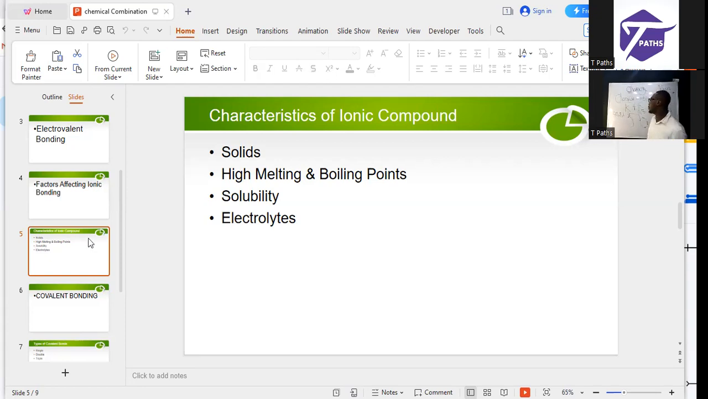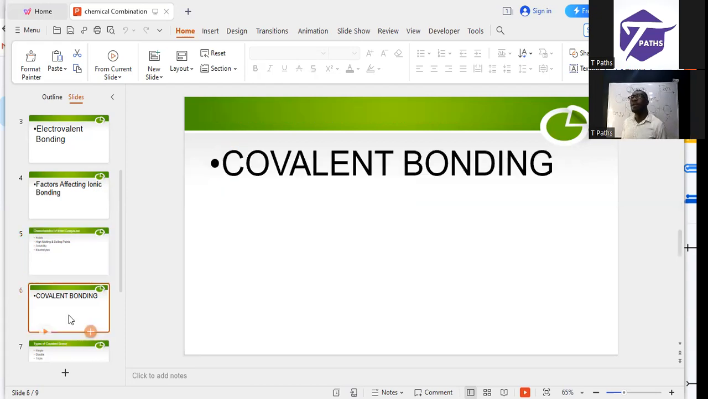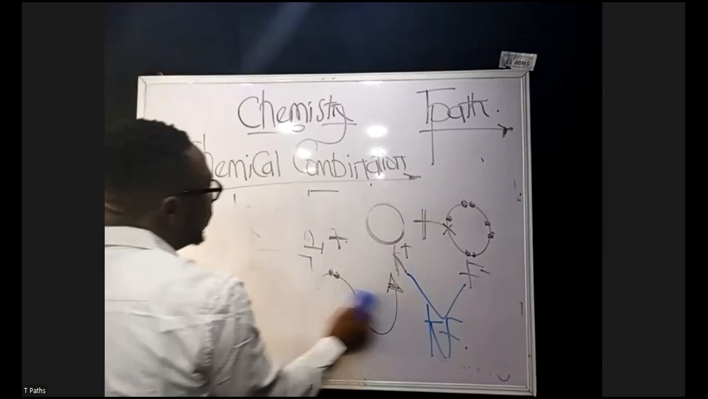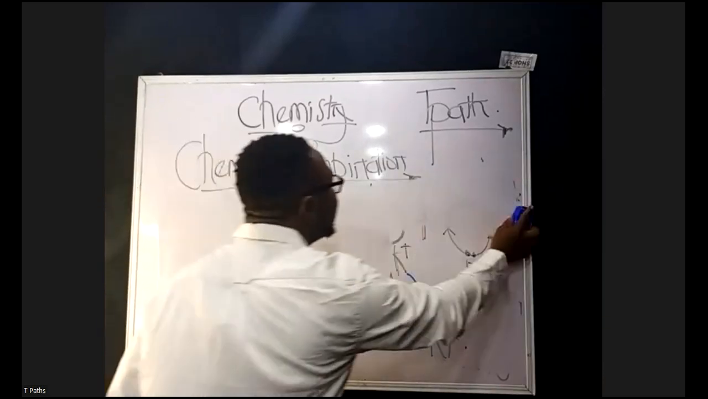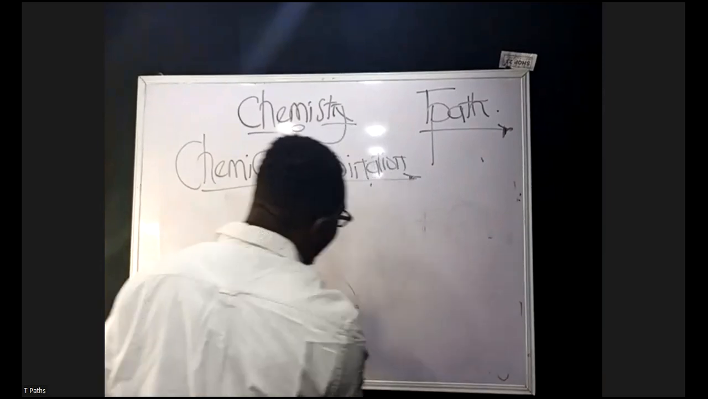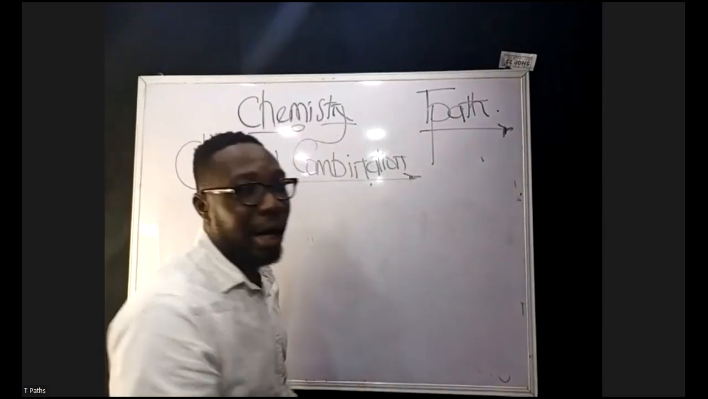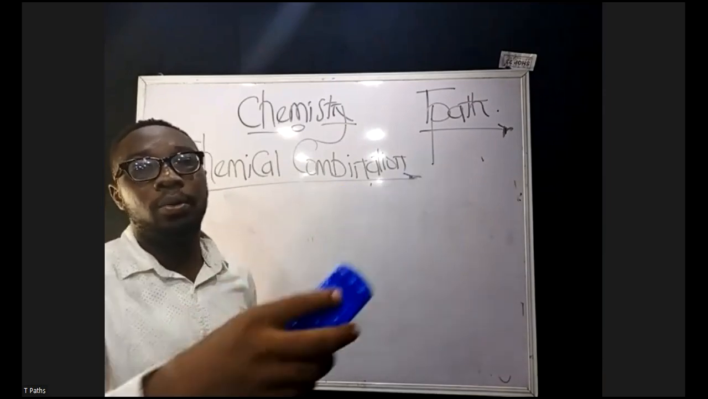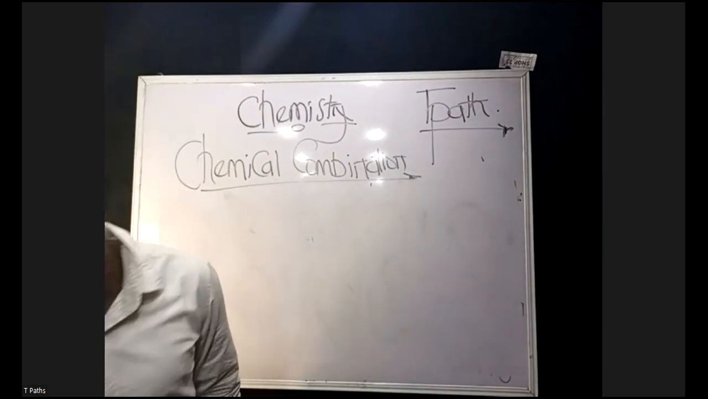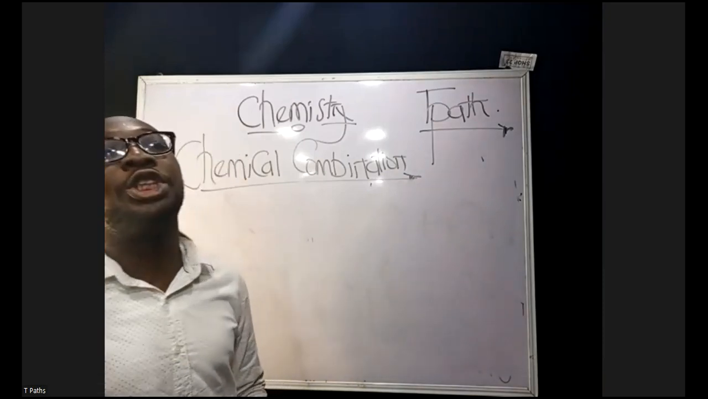The next we are going to consider now is covalent compounds. Covalent bonding, rather. So, what's covalent bonding? Let's recall. Ionic bonding, transfer. But in covalent bonding, what do we observe? Sharing. Oh, you don't have? Come, let me help you. That is done in covalent bonding. So covalent bonding is a bonding that involves the sharing of electrons.